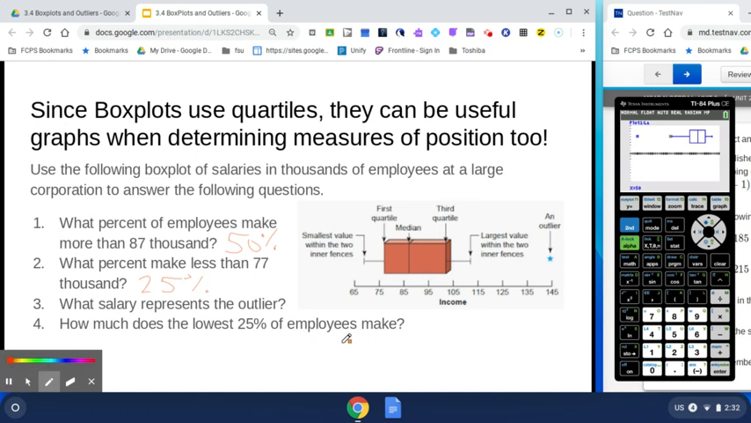The next question is asking us what salary represents the outlier. We see the outlier is the separate dot. That corresponds to a salary of 145. That is in thousand, so 145,000.